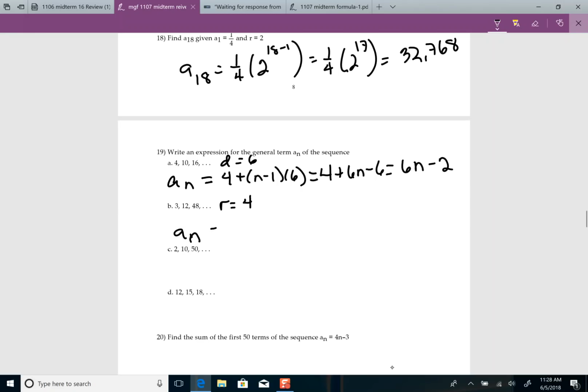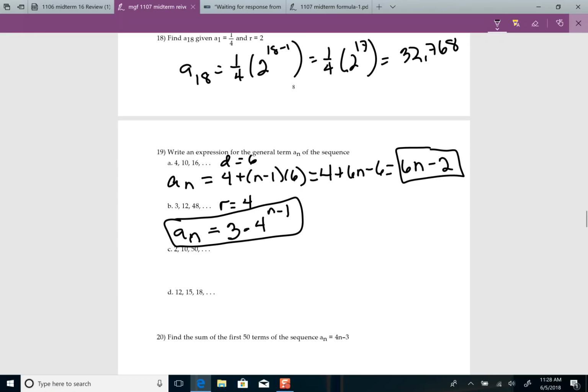It's A sub n equals A1 times my ratio 4 to the n minus 1. You are finished. There's nothing else to do. You should want these geometric. Geometric is easier. So here's arithmetic where I had to do some simplifying, and here's geometric where I'm kind of one and done. Let's look at the next one.